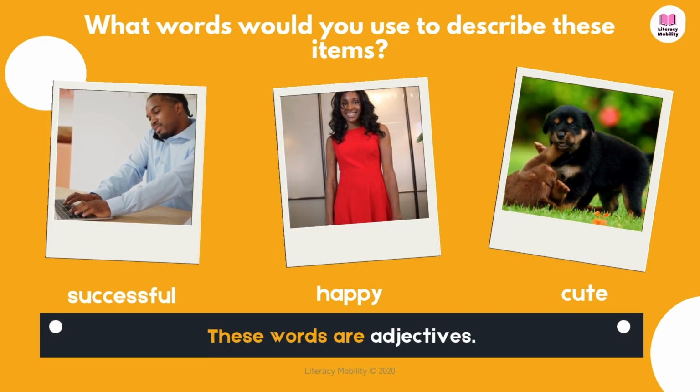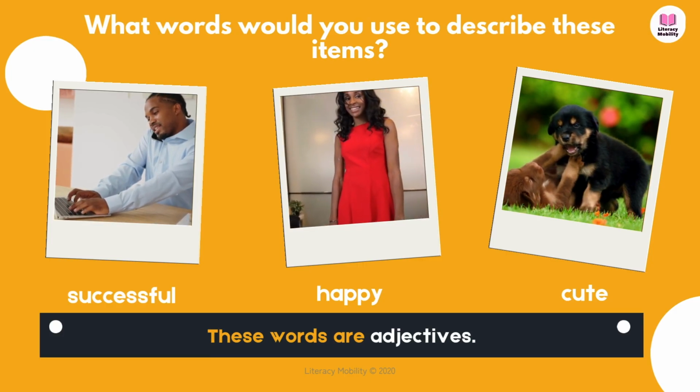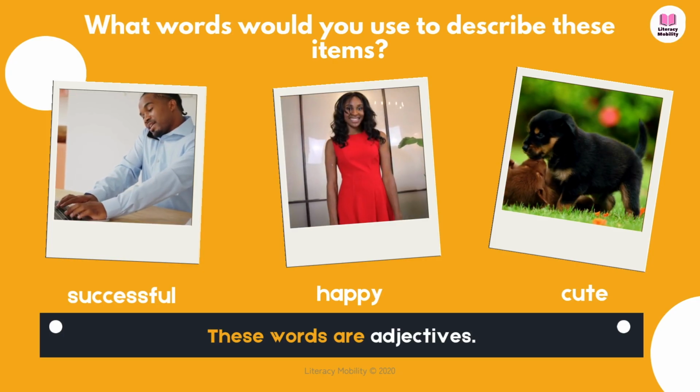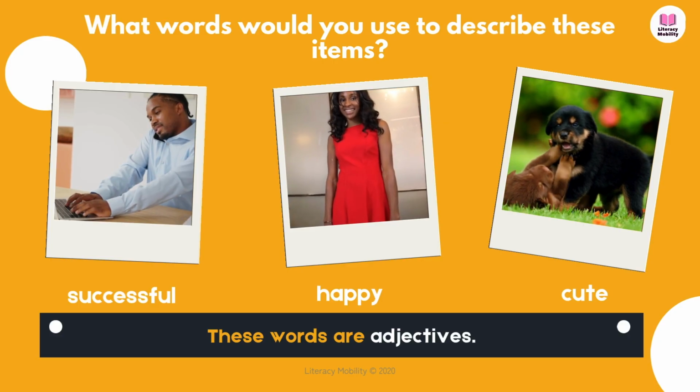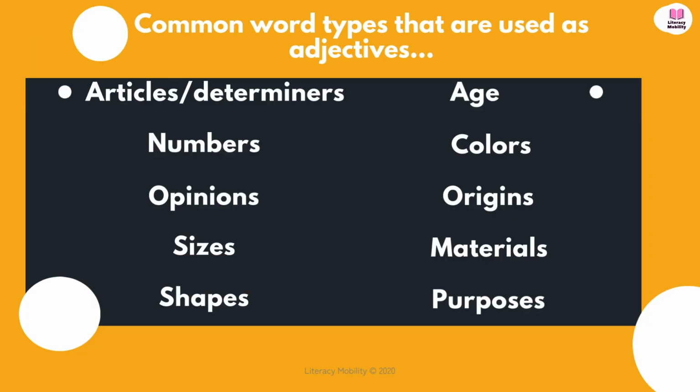What words would you use to describe these items? Successful, happy, cute. These words also are adjectives. Common word types that are used as adjectives are articles and determiners, numbers, opinions, sizes, shapes, age, colors, origins, materials, purposes.